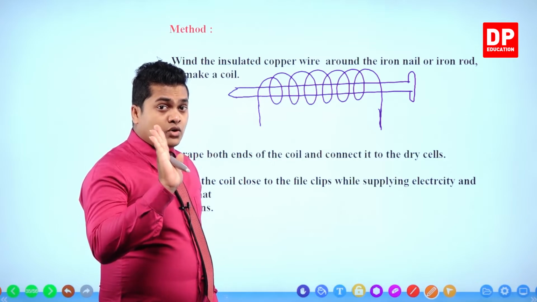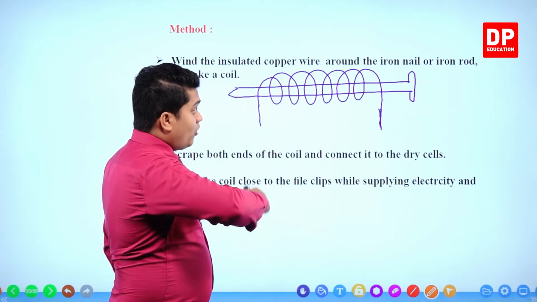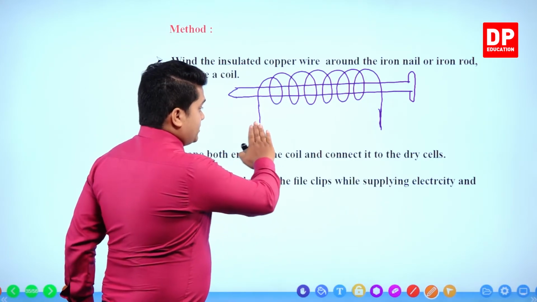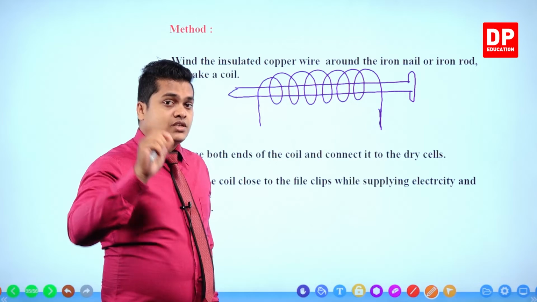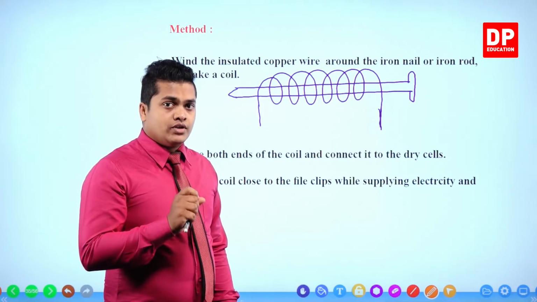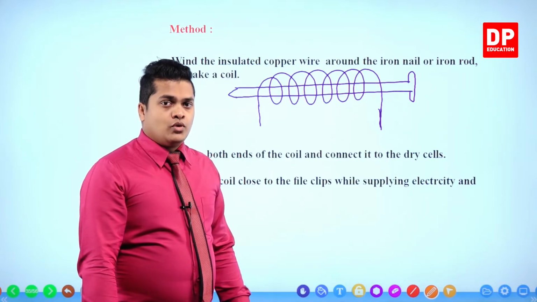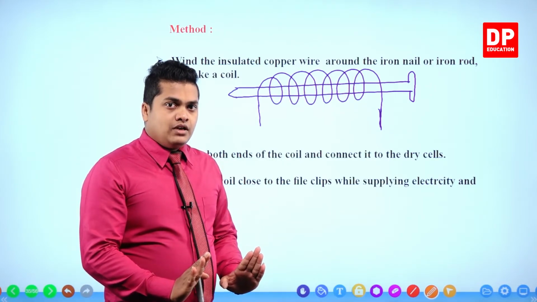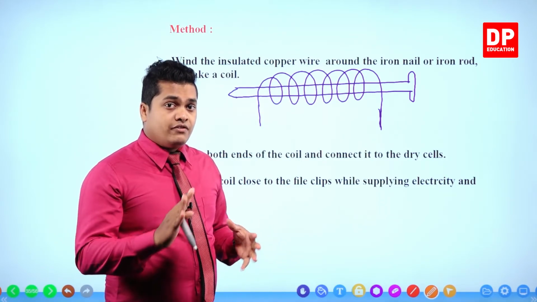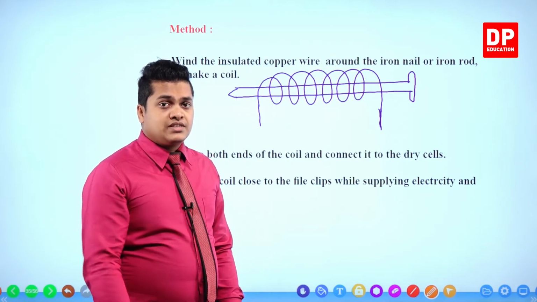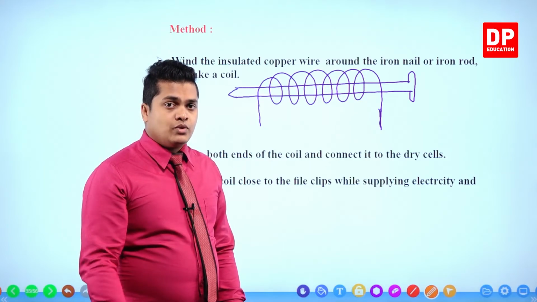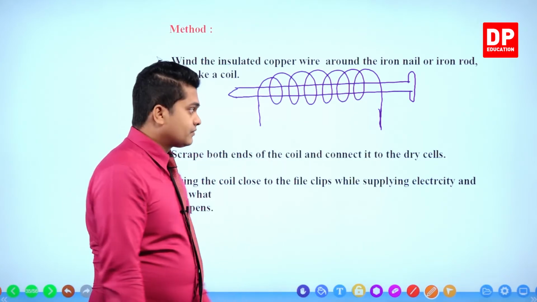We have to remove the insulation part only at the two ends, not on the whole copper wire. At the two ends you have to remove that insulation part, because those two ends are the ones getting connected to the dry cell. The current would not travel if you are not going to remove that insulation part, right? So it's really important to scratch out that insulation part of the copper wire, right?